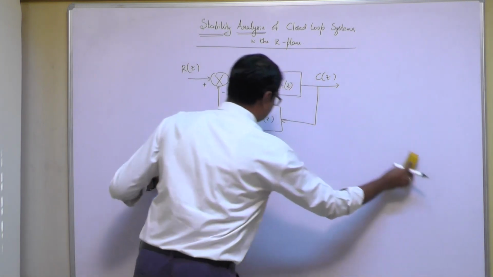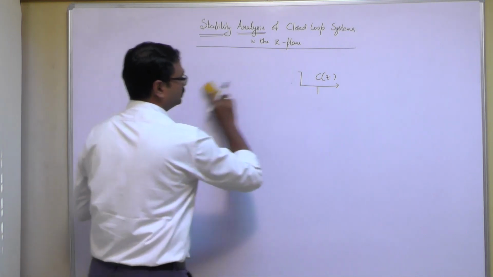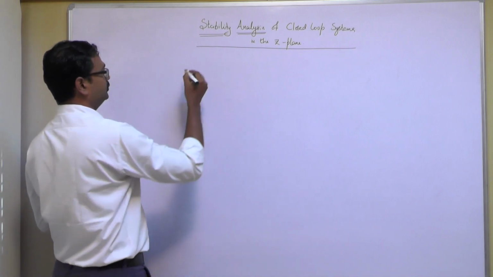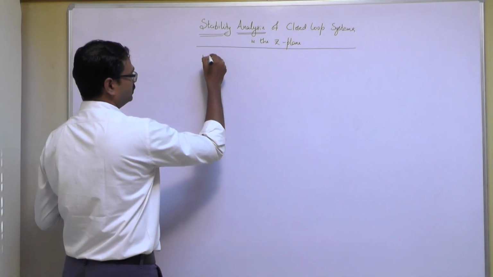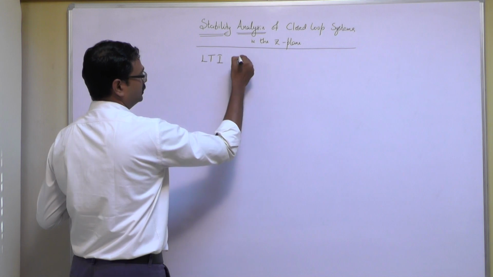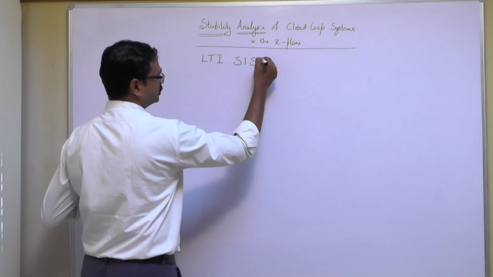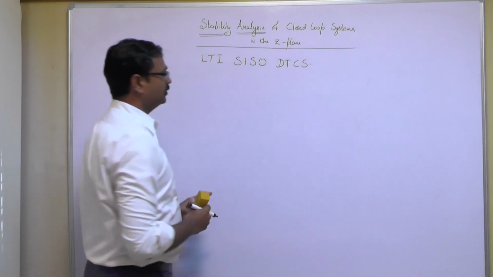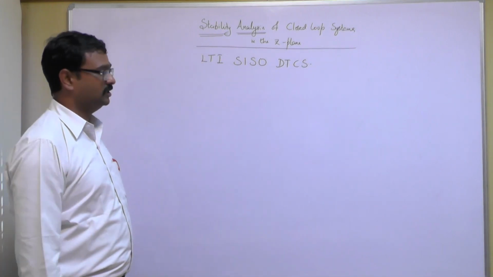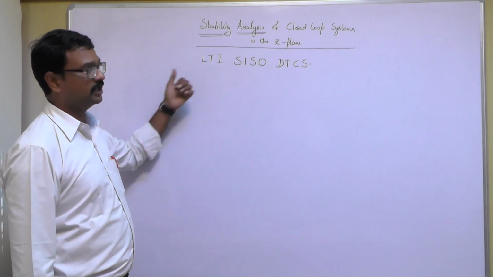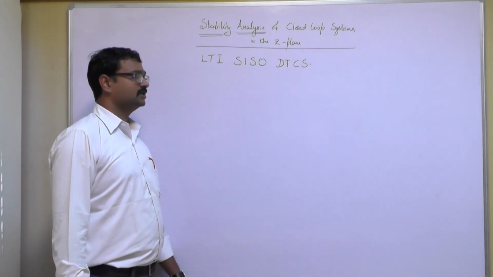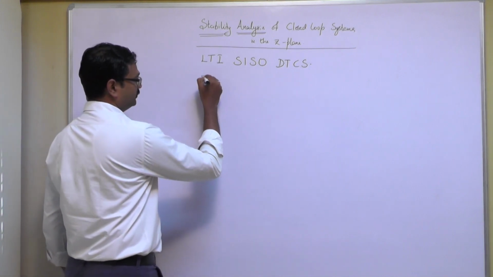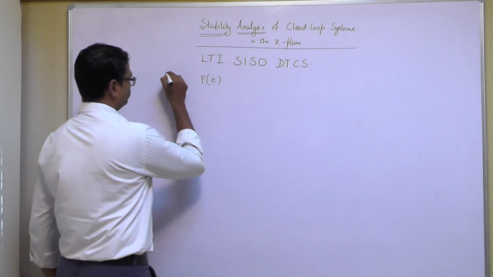To remind you all, we will be discussing only linear, time invariant, single input, single output, discrete time control systems. We will restrict ourselves to this type of systems, for which we have the characteristic equation P of Z.